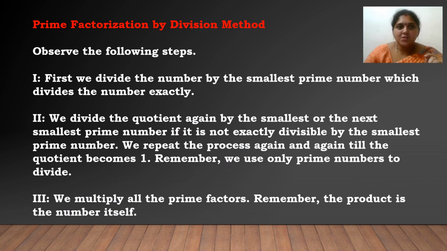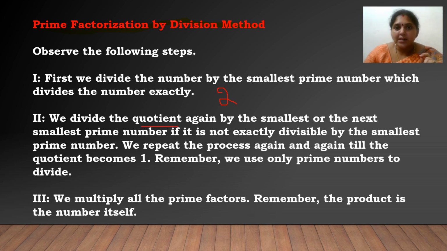Now we are going to see our prime factorization by the division method. Observe the following steps. First, we divide the number by the smallest prime number which divides the number exactly. So, what is our smallest prime number? Our smallest prime number is 2. So, we will start our division by 2.